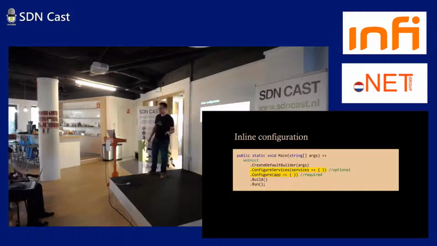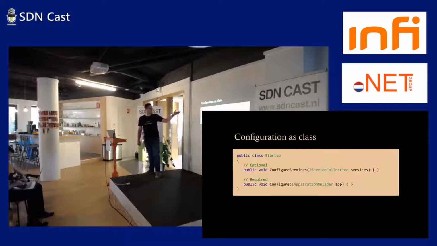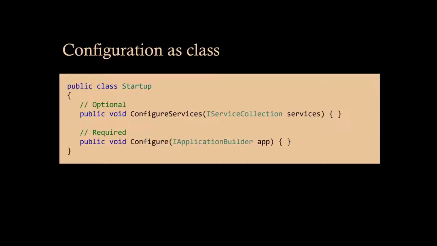But did you know, this is also one of my little contributions to .NET, I added a generic type that you can pass into CreateDefaultBuilder, and you can have a separate startup class defined like typeof T, for instance. And it will look like this. It's a separate startup class that has the same signature as the inline one, just now in a class, but it's the same thing. So we all know about this, the startup ConfigureServices and Configure methods.